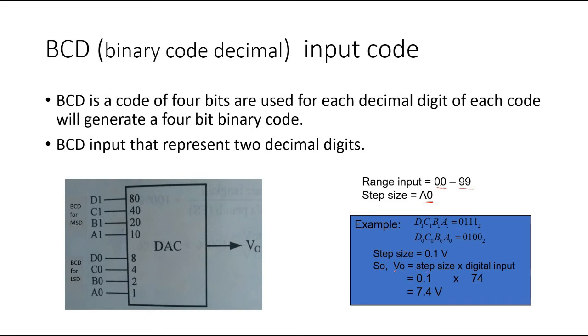So the equation of V output is step size multiplied by the digital input. Step size 0.1 multiplied by 0100, which is 4 in decimal, and 0111 equals 7 in decimal. So for the BCD here it is 74, and V out equals 7.4 volts.